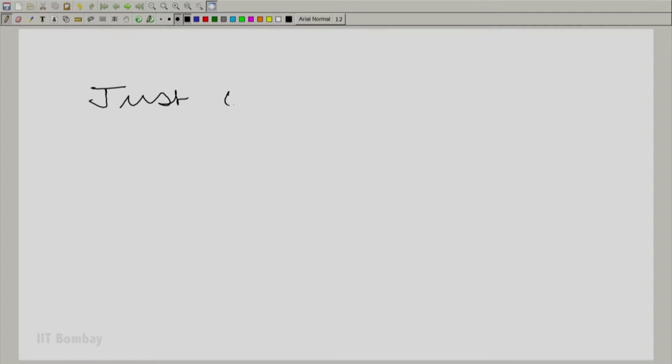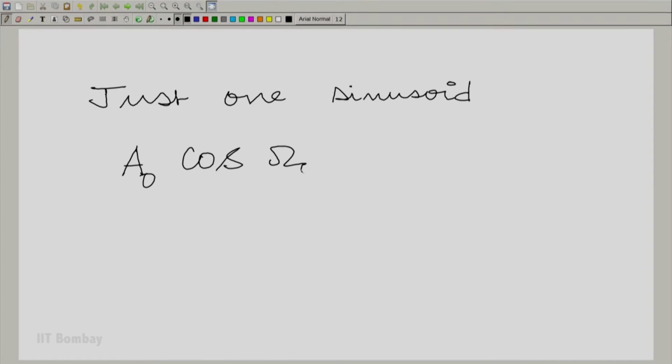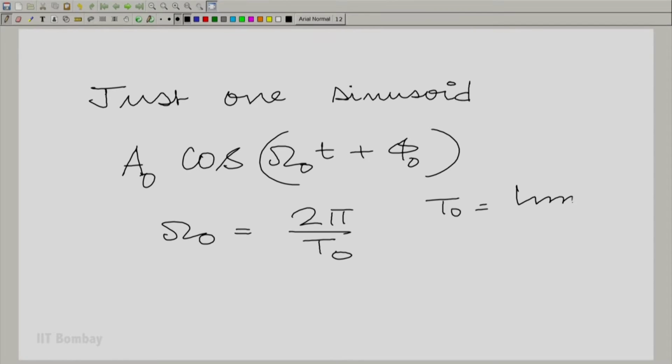Now, what we said is that we need to write this down mathematically. Let us do that now. So, let us write down just one sine wave here, just that one sine wave that we are sampling, A naught cos omega naught t plus phi naught, and of course, we agree that omega naught is 2 pi by T naught. T naught is the time period.